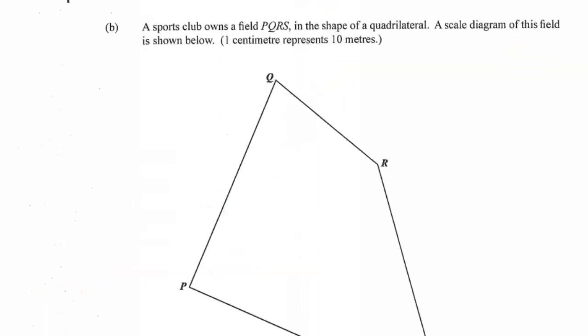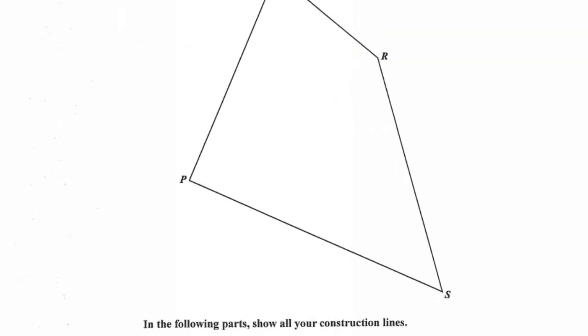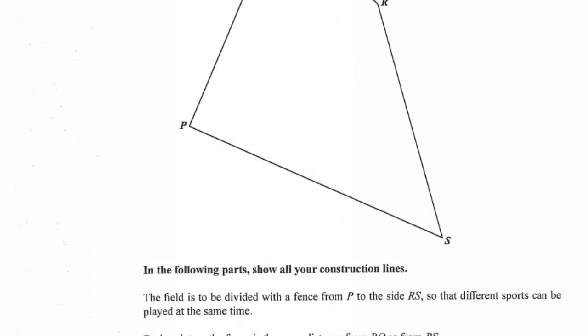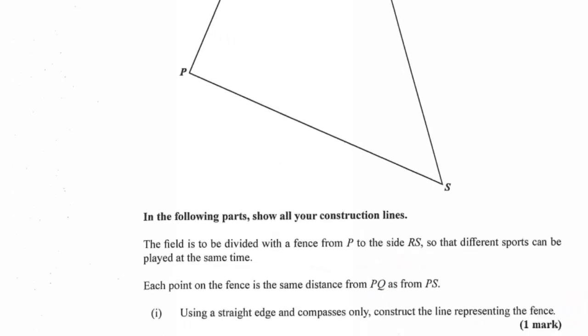So part B, a sports club owns a field PQRS in the shape of a quadrilateral. A scale diagram of this field is shown below. 1 centimeter represents 10 meters. And we are told that the field is to be divided with a fence from P to the side RS so that different sports can be played at the same time. Each point on the fence is the same distance from PQ as from PS. Using a straight edge and compasses only, construct the line representing this fence.